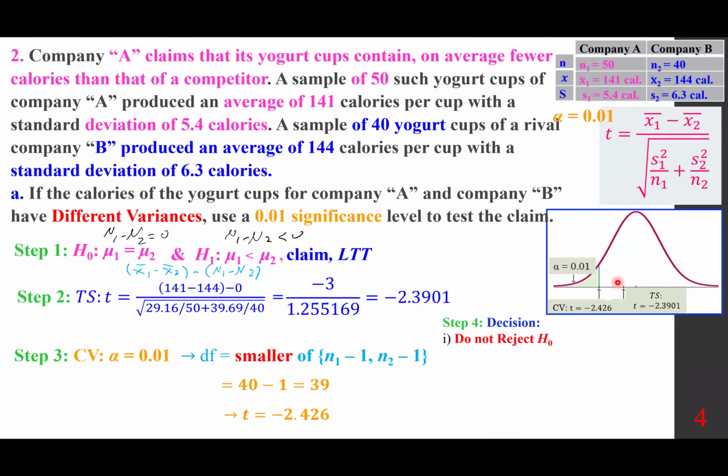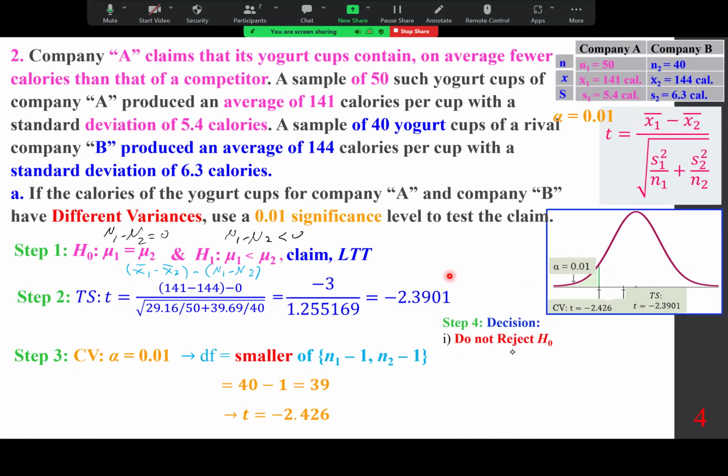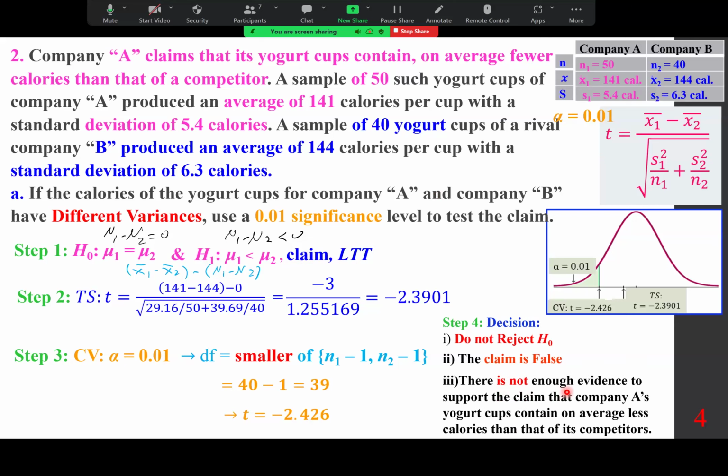Now you go back to the very first step to make a decision about the claim. If you don't reject H0, what are you rejecting? H1. Therefore, you're rejecting the claim, it becomes false. And you rewrite this statement: there is not enough evidence to support the claim that Company A's yogurt cups contain on average fewer calories than that of its competitor.